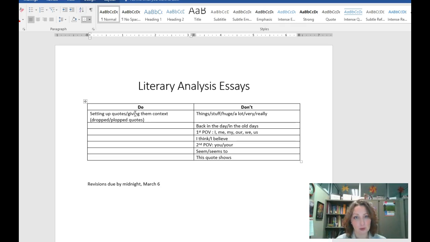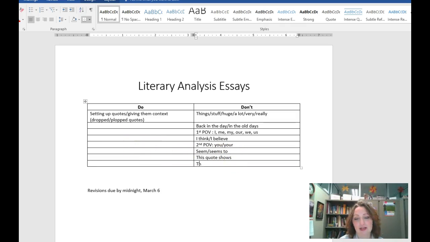So set up your quotes. Build yourself around them so we know what happened in the story at the time it was being spoken or written, and that we have some better understanding of where and when it took place. The other thing I would say is avoid inflated sentences.